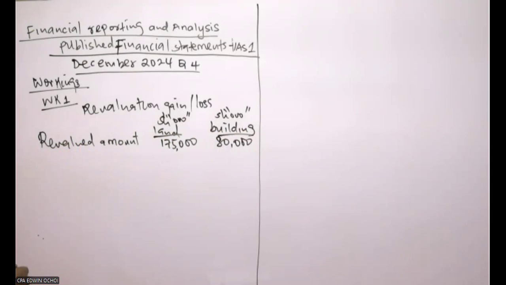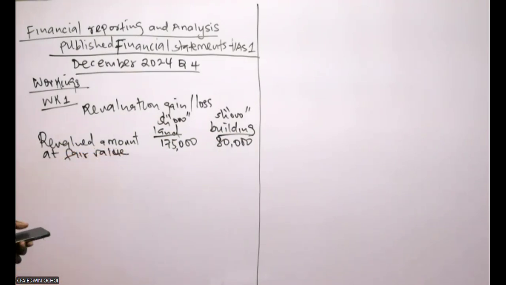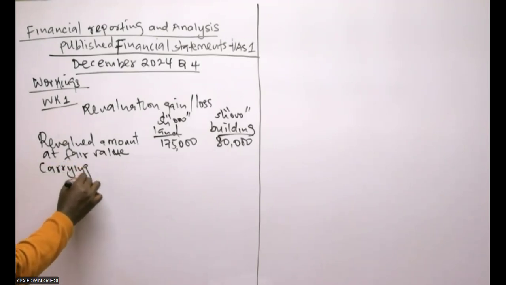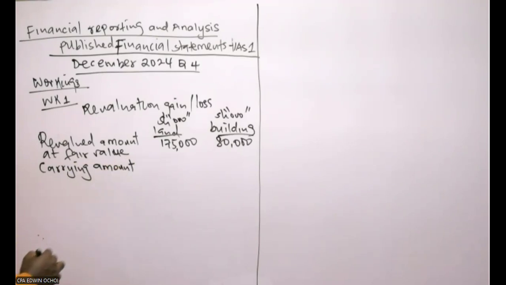So that is the revalued amount at fair value. That is what I have recorded based on additional information number 2. And we compare with the carrying amount. Remember, the carrying amount is the same as book value.